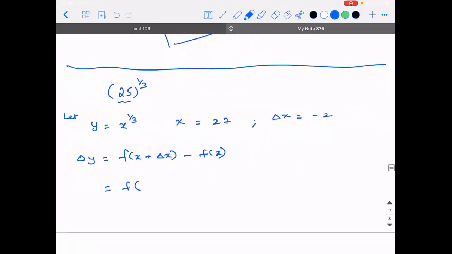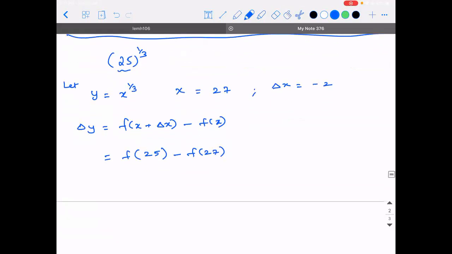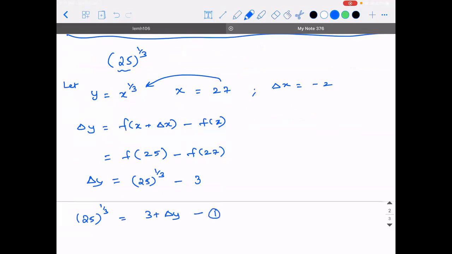That is f of 25 minus f of 27. So f of 25 is the question itself, 25 power 1 by 3, minus f of 27. If you put 27 in the place of x, it will be 3. This is delta y. So 25 power 1 by 3 will be equal to 3 plus delta y. Every problem you will get this. And you should call that as 1.